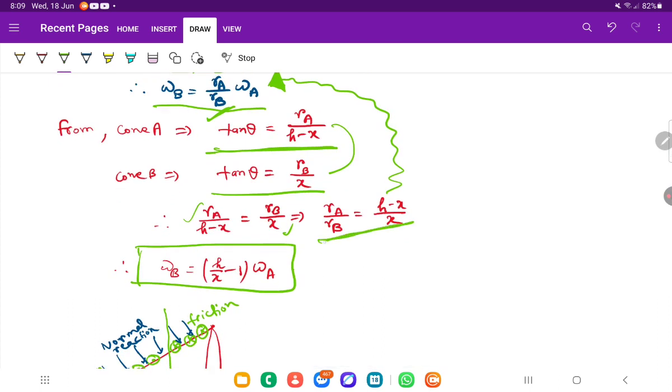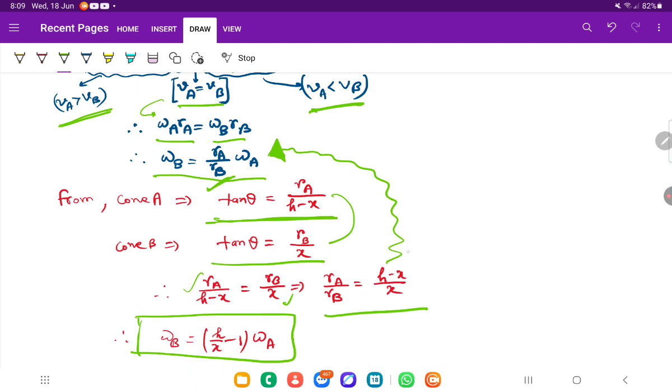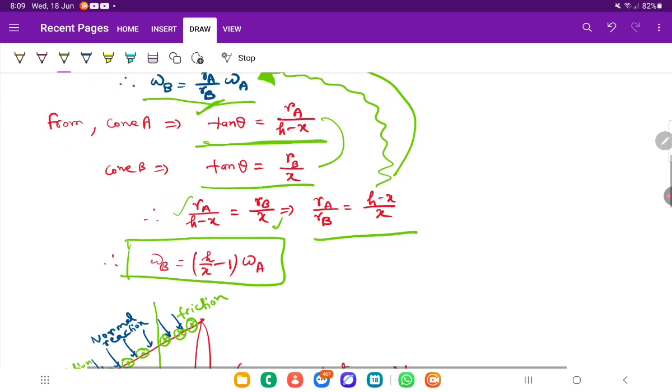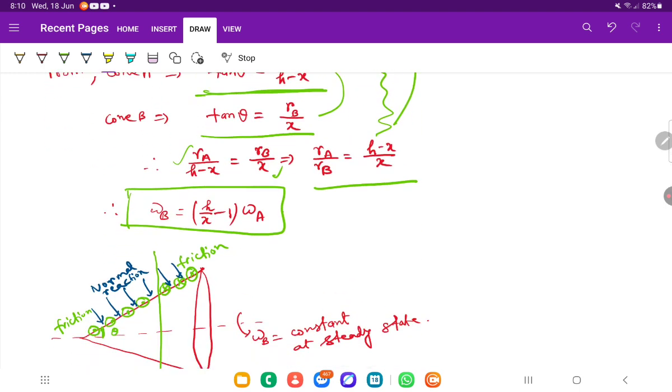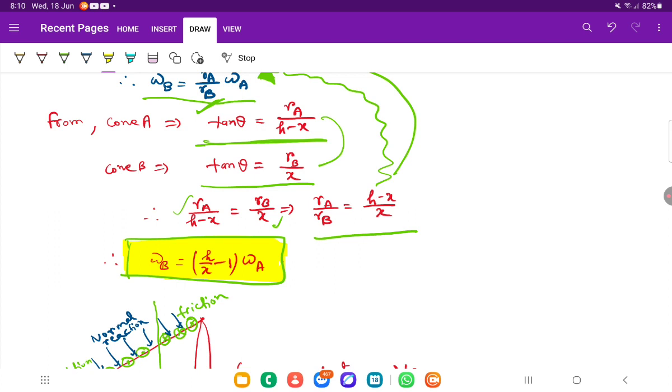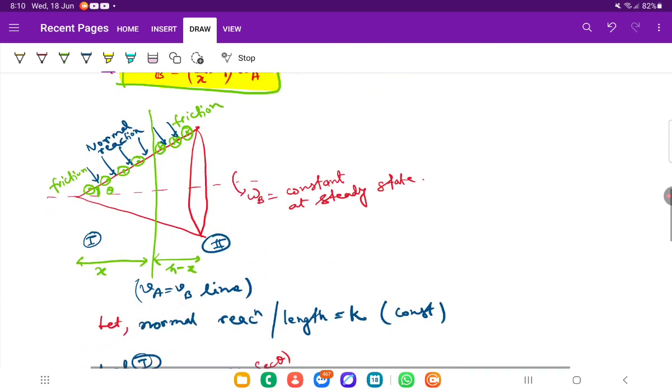From here we can get RA upon RB as H minus X upon X, and let's substitute this in place of RA upon RB. We will get omega B as H by X minus 1 into omega A. So we're half done with the solution, right? We have manipulated the relation between omega B and omega A, but there is one unknown term in it, that is H upon X. So we need to find H upon X. If we can find that, we are done with the question.